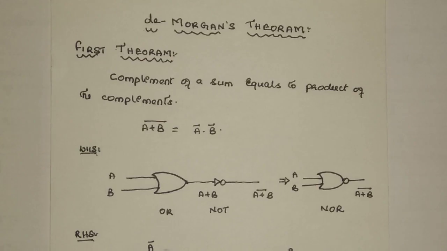This is an experiment for 6th semester: De Morgan's theorem. De Morgan's theorem states that the complement of a sum equals the product of their complements.